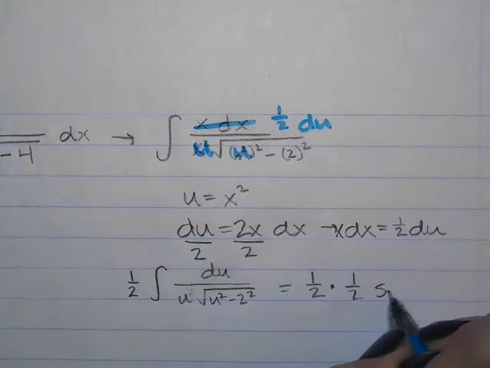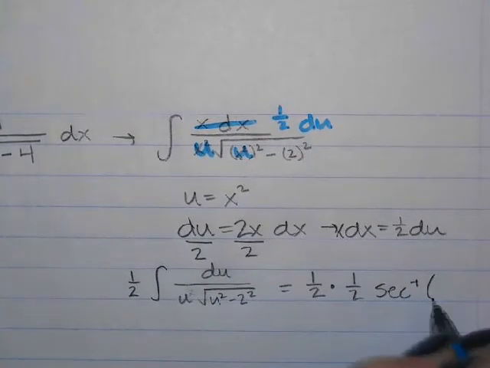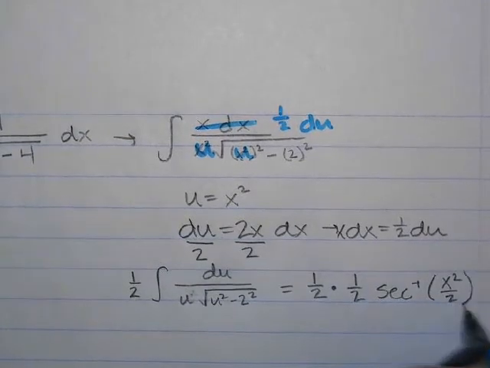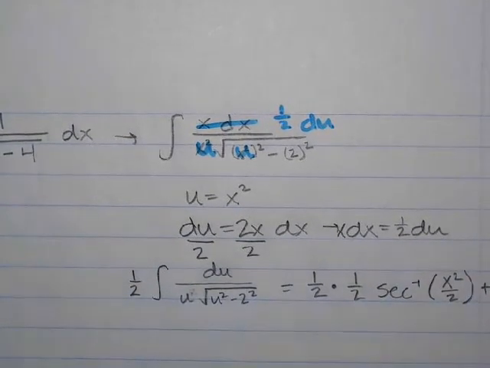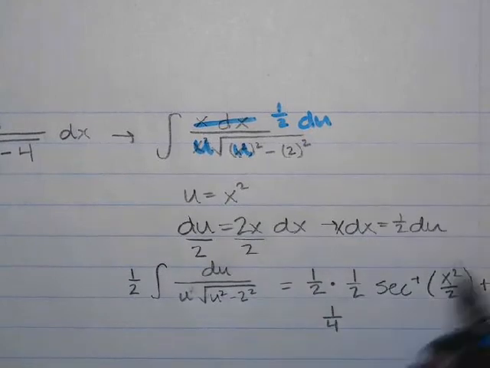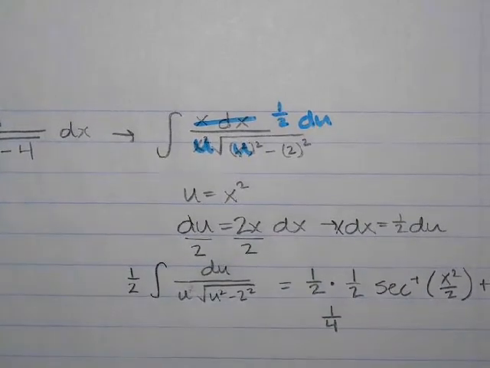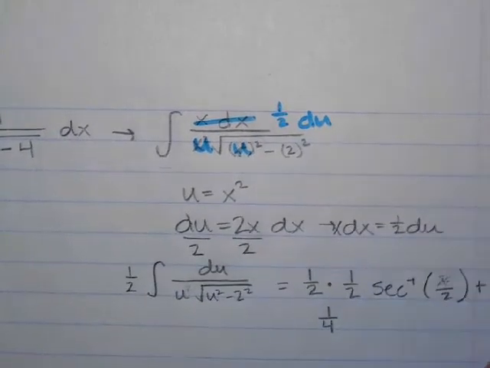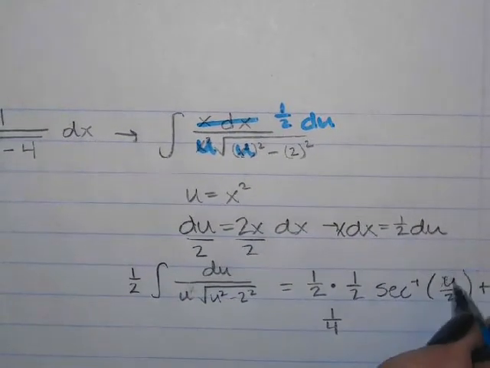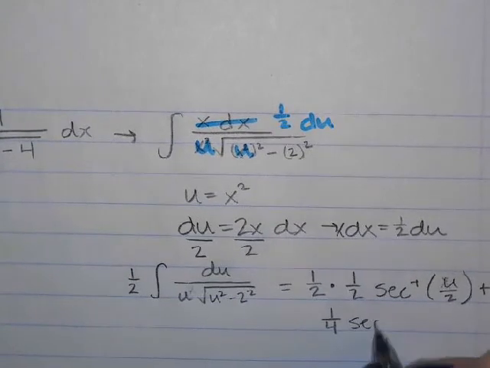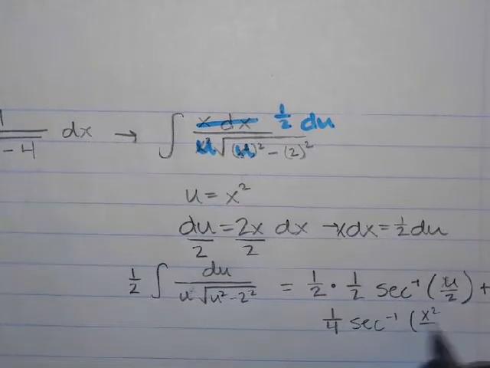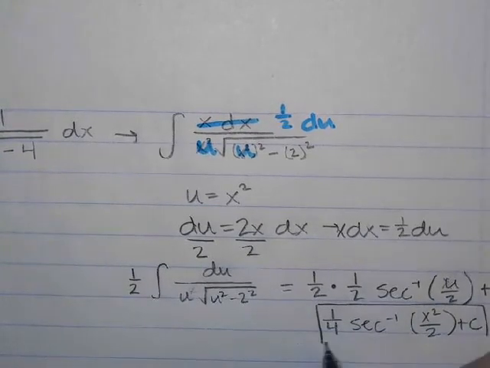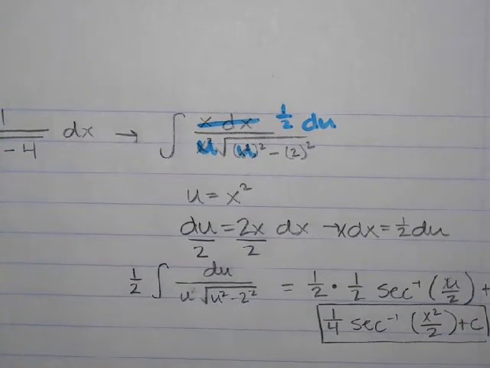Then we have secant inverse. And then what do we have? X squared. Okay. Over 2. All right. Plus C. Okay. So we've got 1/4. Oh, you wrote x squared already. It should have been u, right? To start with. You're good. So u over 2. And then if we fix it, then we plug the x squared in. Okay.